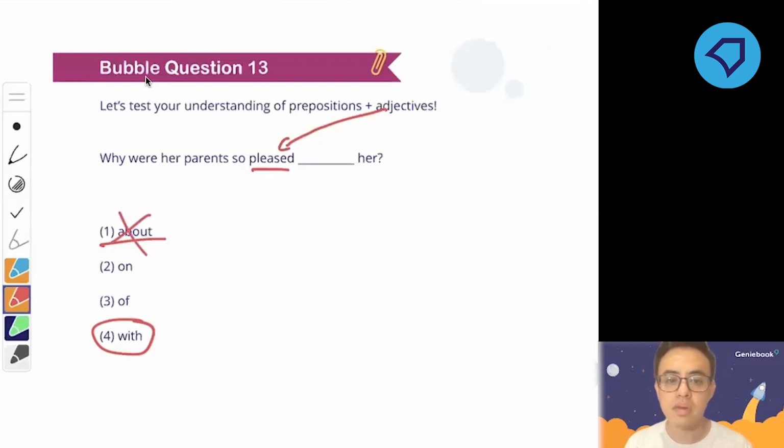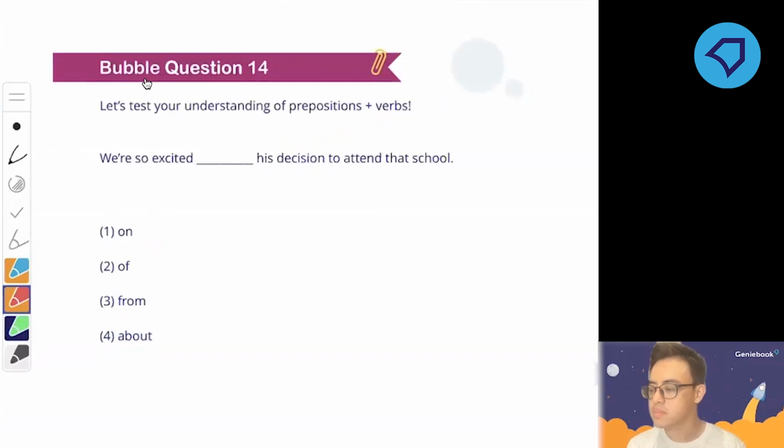Okay, we're down to our last question. It's very fast. I'm going to show you this one right now. We were so excited at his decision to attend that school. We are so excited about his decision to attend that school, right? You can't say we are so excited on his decision. You can't say we are so excited of his decision, and you can't say we are so excited from his decision.